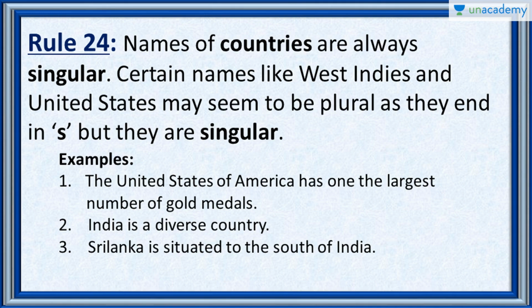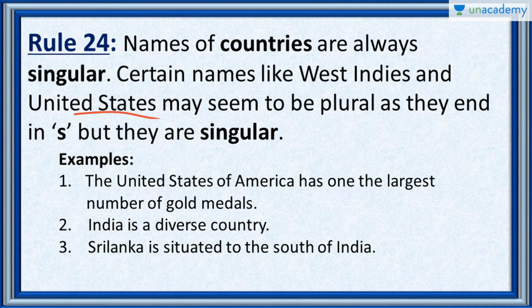Even though some countries end with the letter S, and generally we know that when a word ends with a letter S, it is plural, it is not the case with countries. There are countries like West Indies or United States which seem to be plural, but they are actually singular. Why? Because there is only one West Indies in the world. There is only one United States in the world. So a singular verb will always be used. They might seem to be plural, but they are singular. Therefore, the verb is singular.